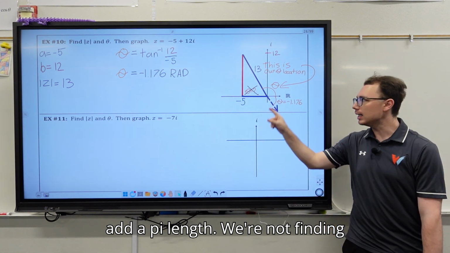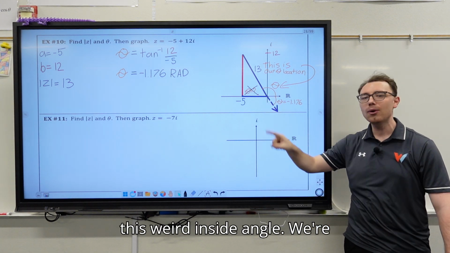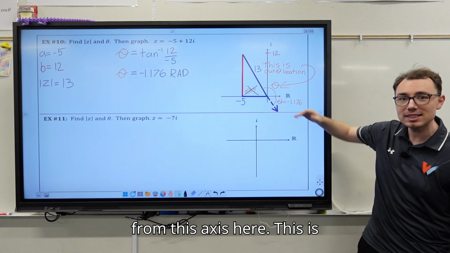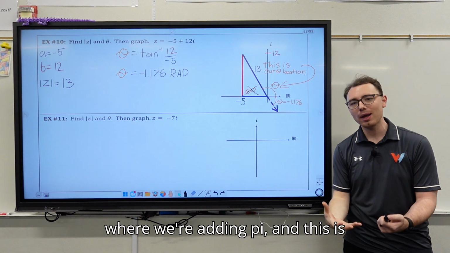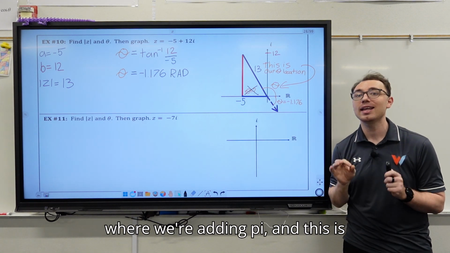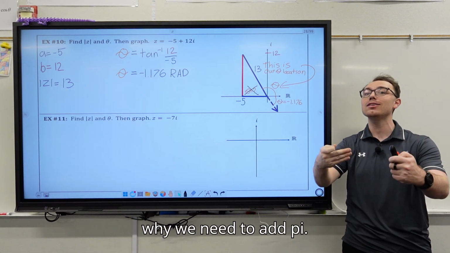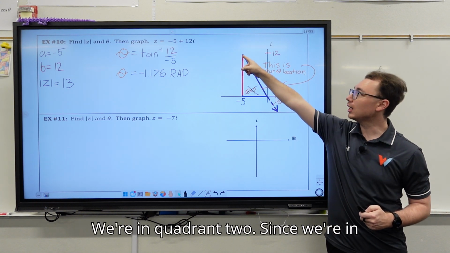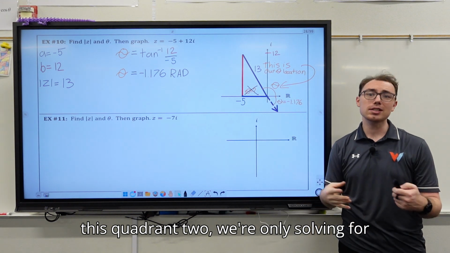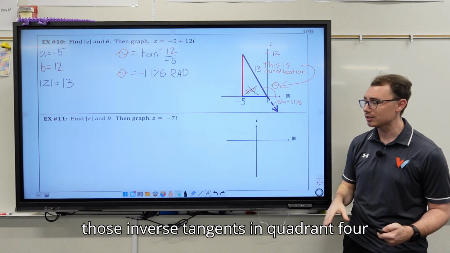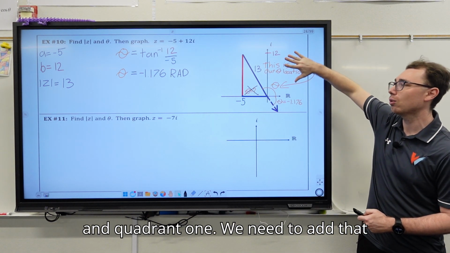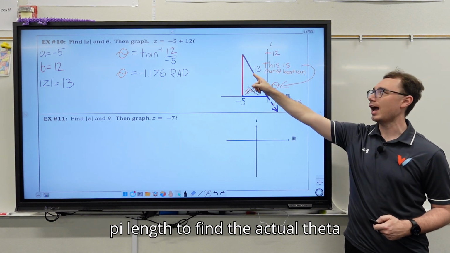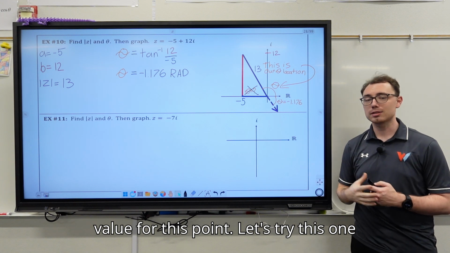We're not finding this weird inside angle. We're actually finding the outside angle from this axis here. This is where we're adding pi, and this is why we need to add pi. We're in quadrant 2. Since we're in this quadrant 2, we're only solving for those inverse tangents in quadrant 4 and quadrant 1. We need to add that pi length to find the actual theta value for this point.